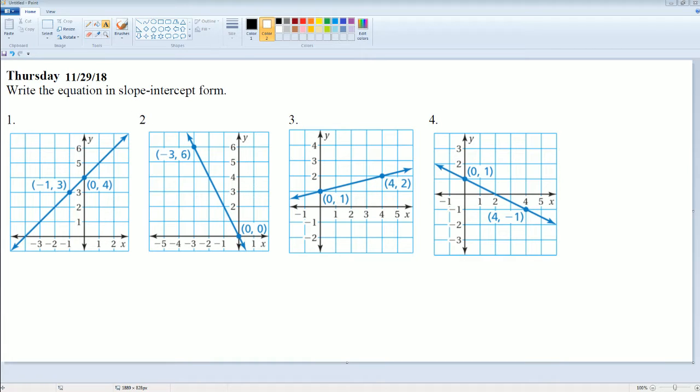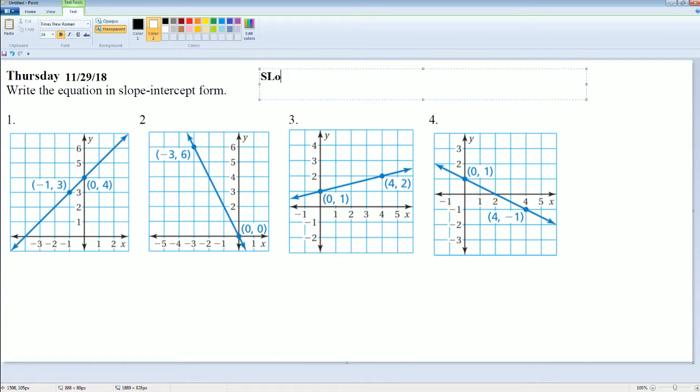Okay, here it says write the equation in slope-intercept form. We have here 1, 2, 3, 4 wonderful linear equations, and we want them in slope-intercept form. What is that? What is slope-intercept form? Let's review that because I know some of you didn't get a chance to see that in the notes.